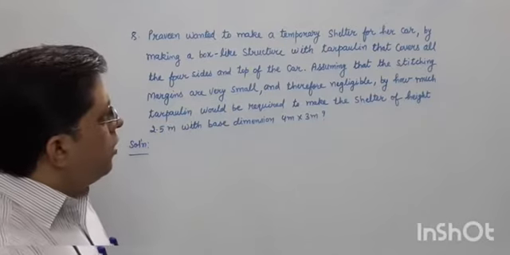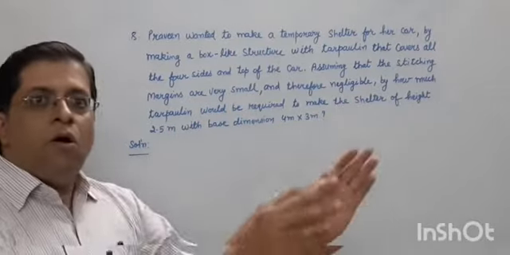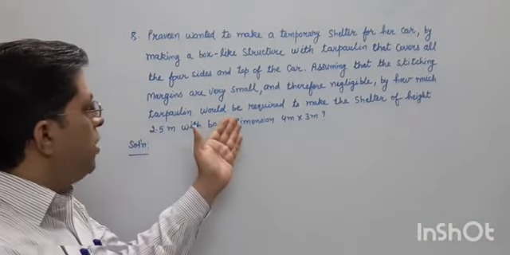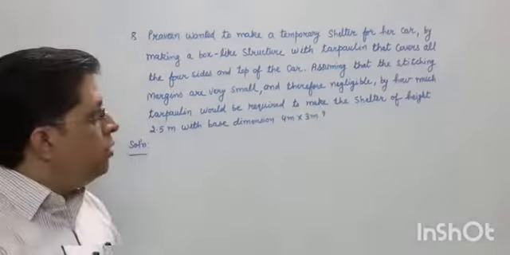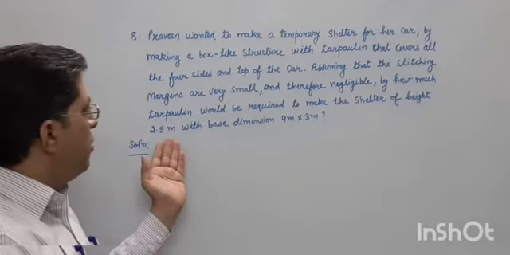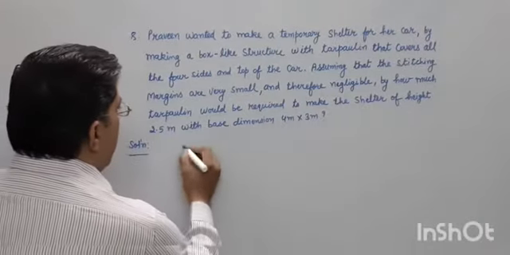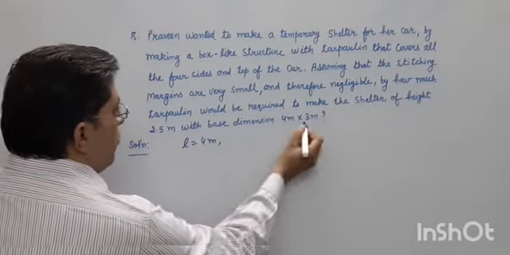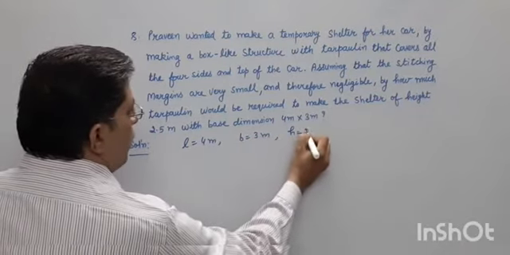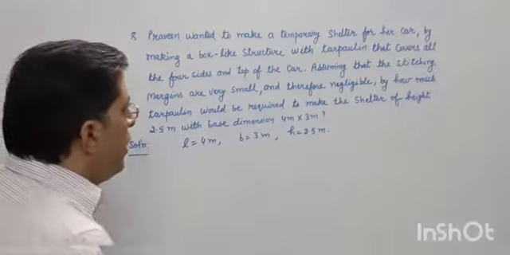Yes, question number 8 is, Praveen wanted to make a temporary shelter for her car by making a box-like structure with tarpaulin that covers all 4 sides and top of the car. All 4 sides and top of the car. Assuming that the stitching margins are very small and therefore negligible, by how much tarpaulin would be required to make the shelter? Height and dimensions are given to you. L is your 4 meter, B is your 3 meter and height is 2.5 meter. You have to find area of that cloth.